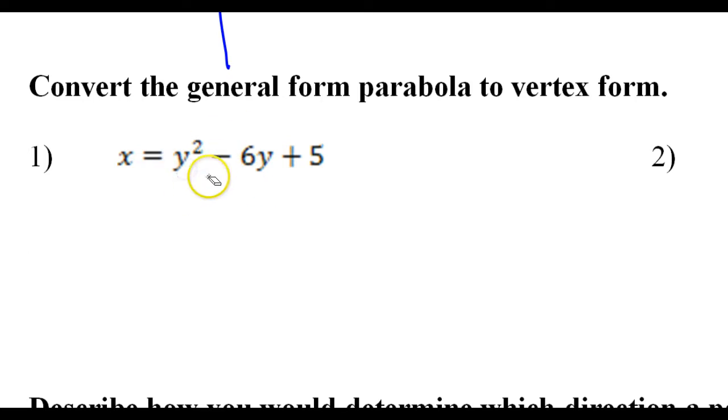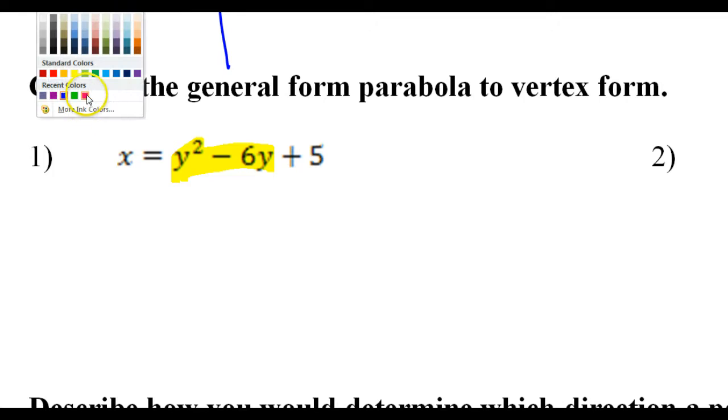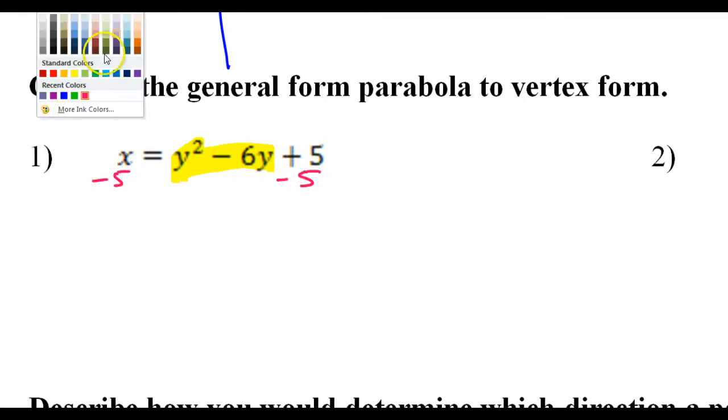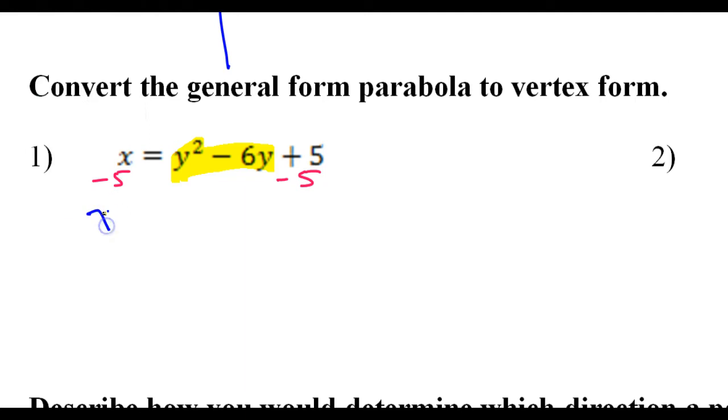So we need to get the y part. See how the y is squared? Whatever is the variable that's being squared, you want to get those variables on one side of the equation by themselves. So I could accomplish that by subtracting 5 from both sides. That's going to give me x minus 5 is equal to y squared minus 6y.